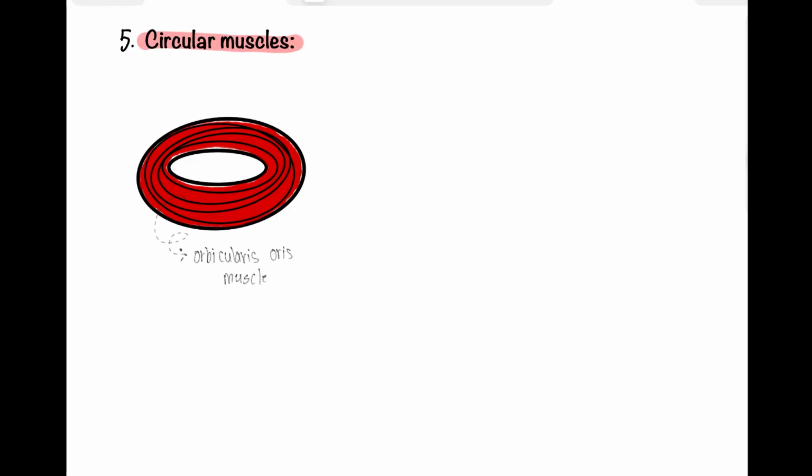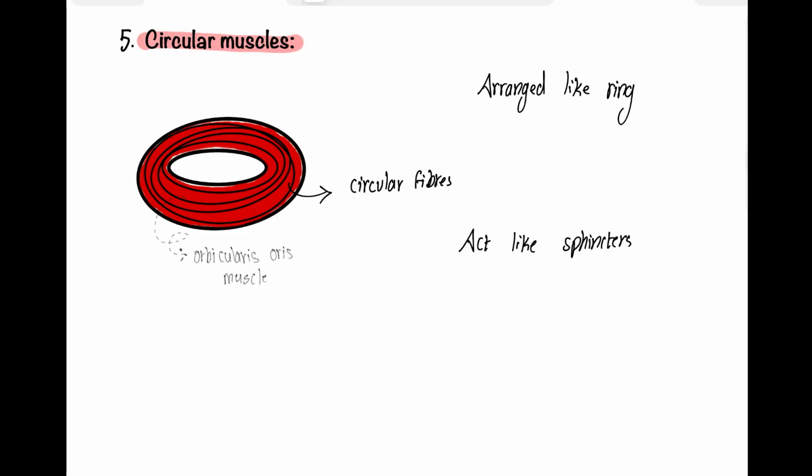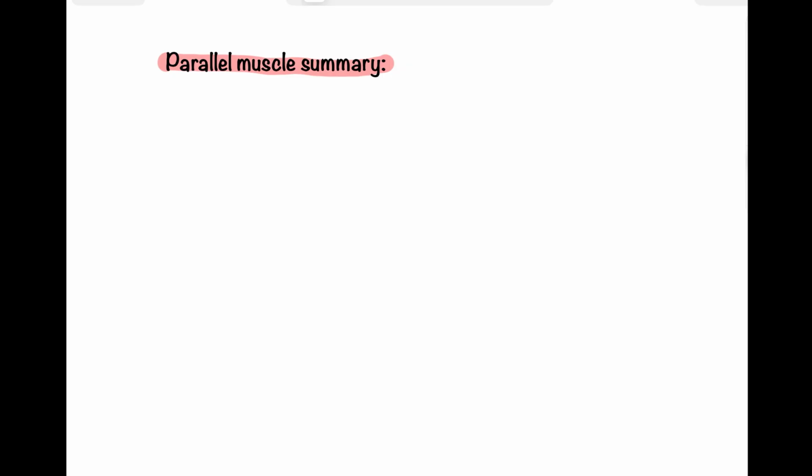The fifth one is circular muscles. These are arranged like a ring. Fibers run in circles and surround the body openings. It acts like a sphincter. They open and close passages. The examples are orbicularis oris around the mouth and orbicularis oculi, which is present around the eye.